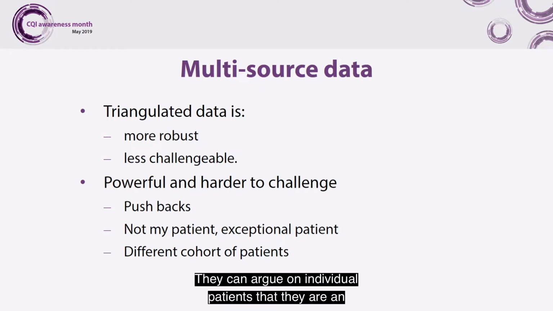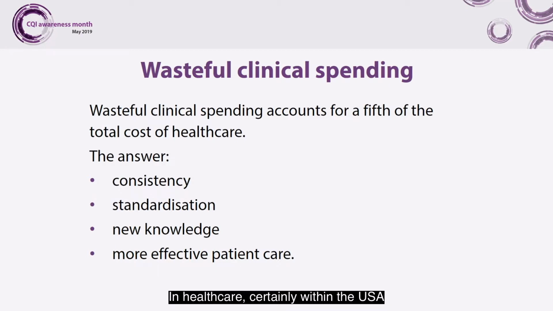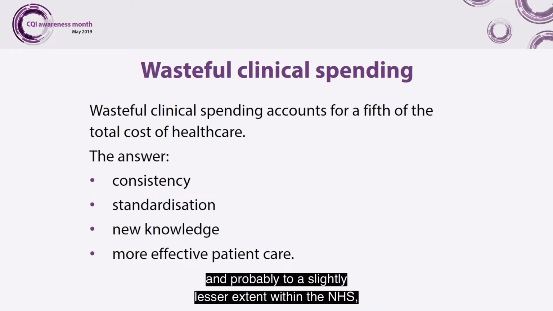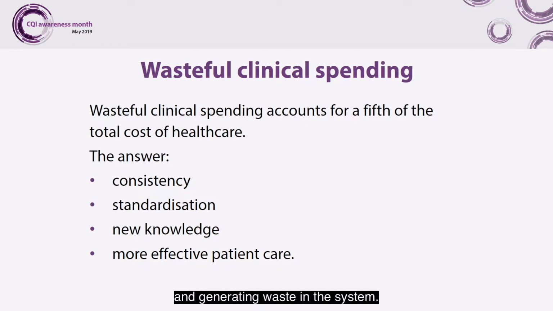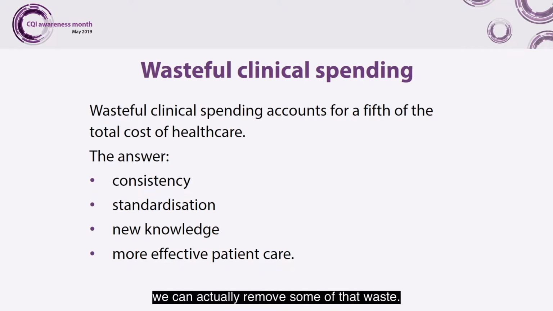They can argue on individual patients that they're an exception, but when you start to look at groups of patients or cohorts of patients under different settings, then we start to see important trends in the way in which pathology resources are used that we can then use to say, how do we improve the service? In healthcare, certainly within the USA, and probably to a slightly lesser extent within the NHS, it's estimated that as much as 20% of healthcare spending is wasteful, i.e. we're doing things we don't need to do or shouldn't be doing and generating waste in the system. By using the data we collect from our information systems, we can actually remove some of that waste.